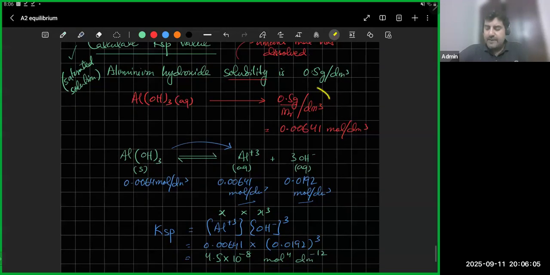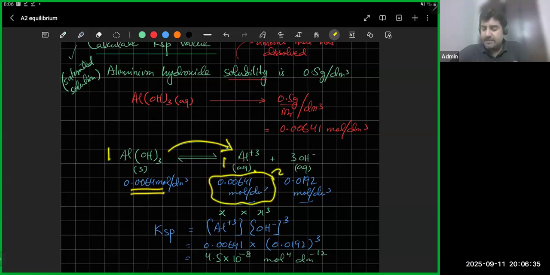So I converted 0.5 gram per dm cube into mole per dm cube. I got 0.0064. So if I write the equation for solid aluminum hydroxide dissolving and forming ions, 0.0064 mole per dm cube is the amount that has dissolved in the solution. Based on that, it's 1 to 1, so these moles, the concentration, would be exactly the same. The OH ions would be 3 times more.